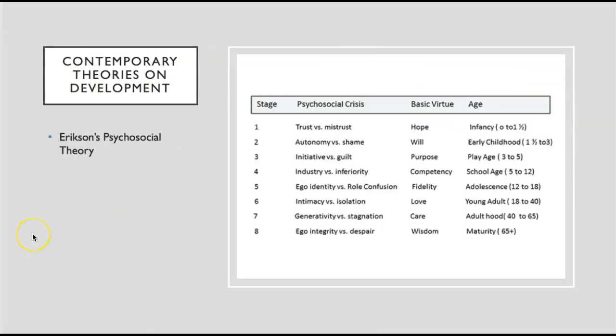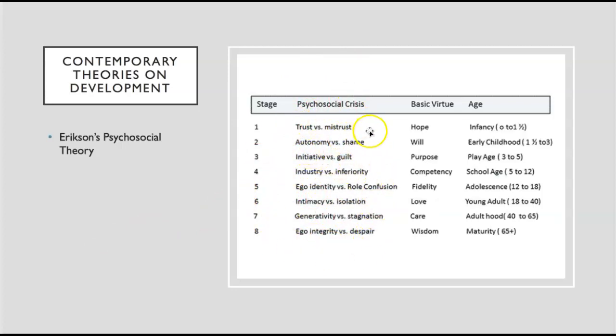The next theory is also a psychoanalytic theory, but this one is based on the work of Erik Erikson. Now, Erikson believed that we go through 8 different stages throughout the course of our development. But unlike Freud, who said we go through psychosexual crises, Erikson believed we go through psychosocial crises.